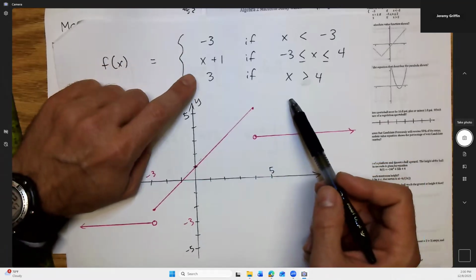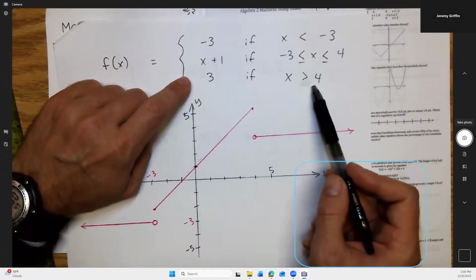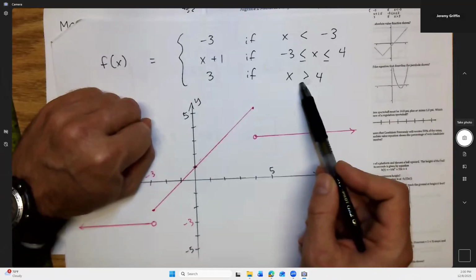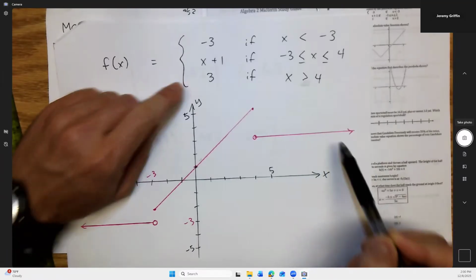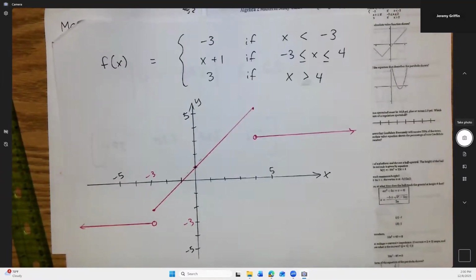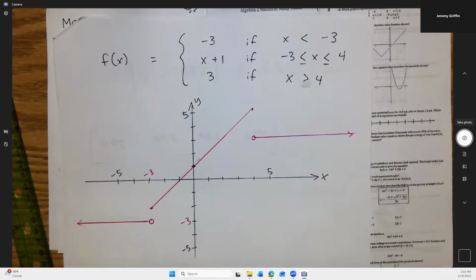Now, picking up from x bigger than 4, it's actually just y equals 3. Looks like that. Alright, so that's piecewise. Any questions about piecewise? On the midterm, you guys should be able to spot the piecewise.